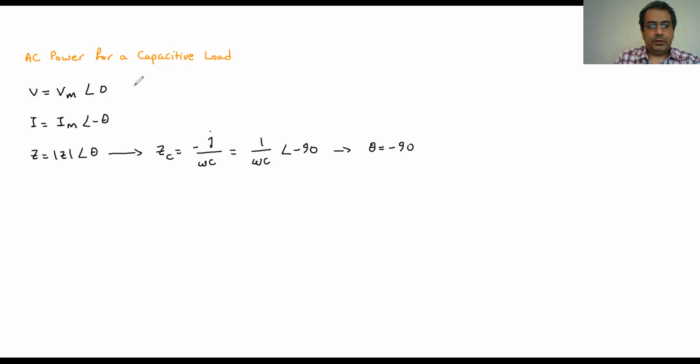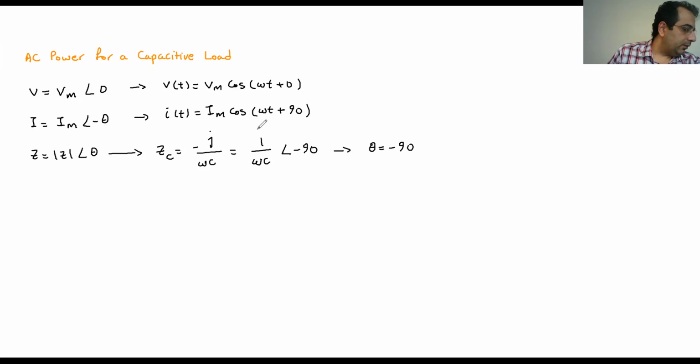And then if I come here, I can write them in the time format. The v(t) is equal to Vm cosine omega t plus 0. And here, i(t) is going to be Im cosine omega t plus negative theta, which is going to be plus 90, because theta is negative, so negative theta is plus 90.